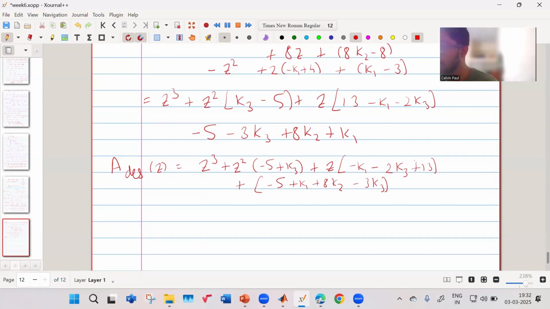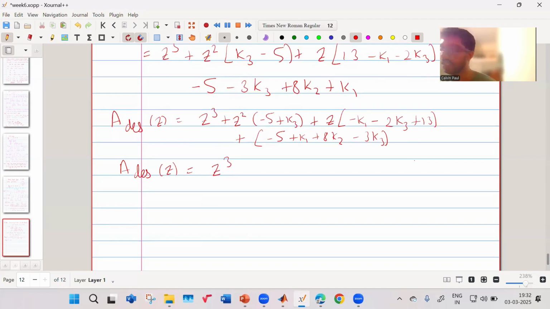But our design polynomial should actually be z cube, right? So when we equate, we get the following, because we want deadbeat control.